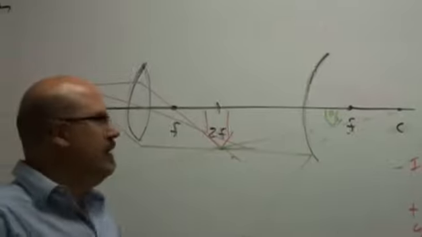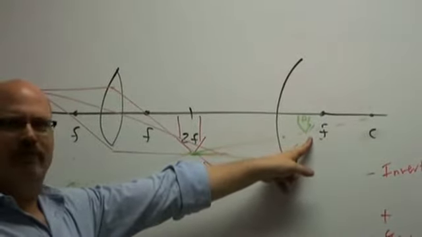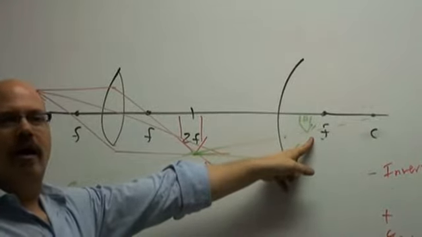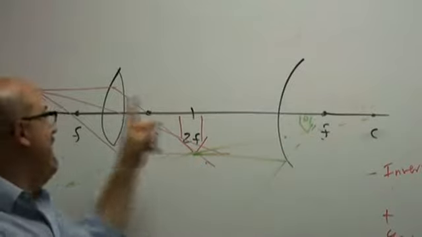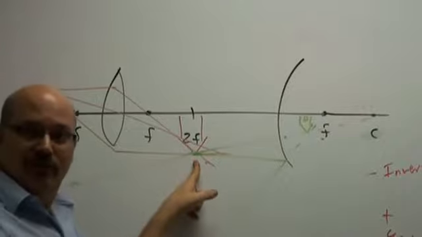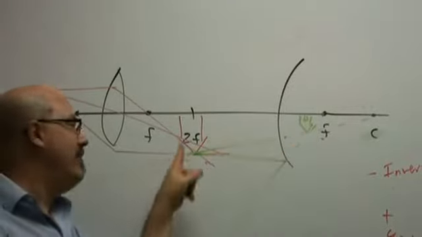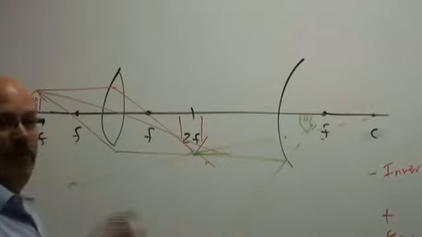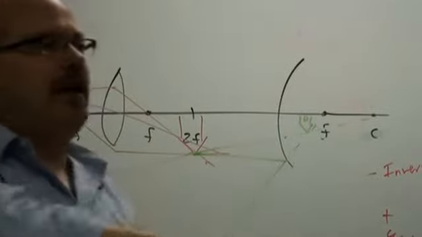Hey, now that's a good question. What kind of image is that? Virtual. It's virtual, but it's inverted. No, it's the same. It's not inverted. It's inverted from this one, but it's not inverted from this one, right? This one's below, that one's below. So this is an upright image of that. This is an inverted image of that. Okay? So all you do is just follow it through one after the other.